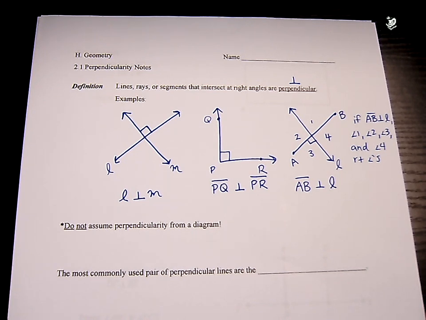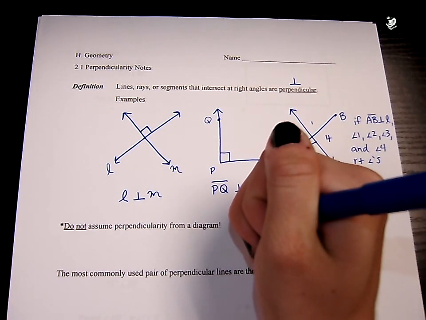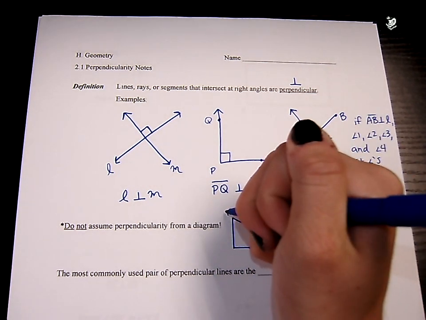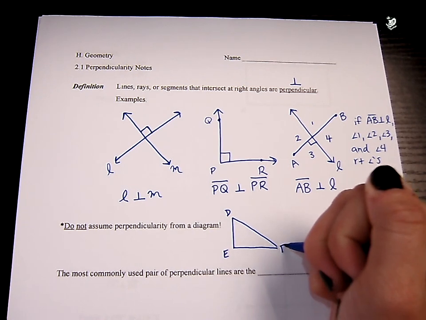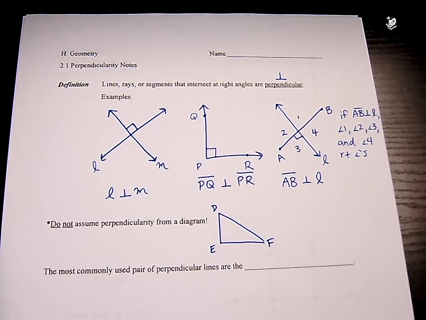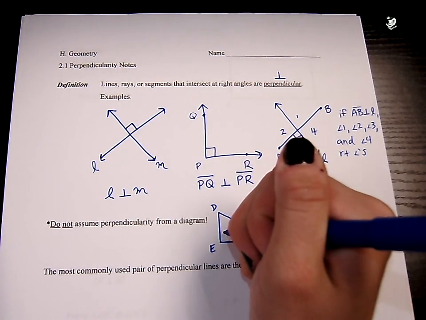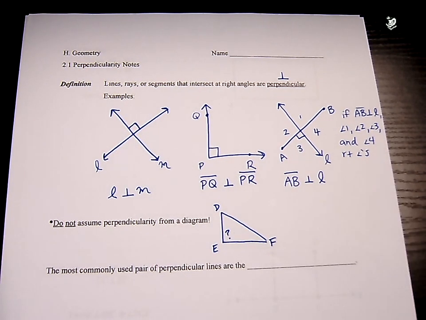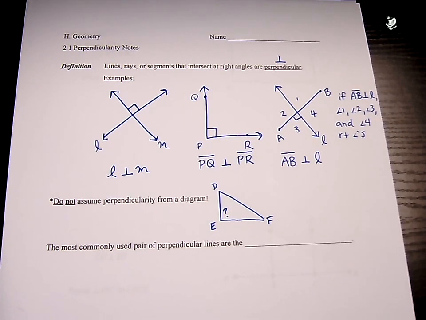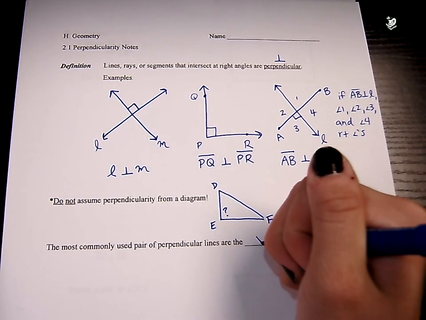Something that you don't want to do, and I've talked about this before, is assume perpendicularity from a diagram. Maybe I could draw you this nice triangle, and it kind of looks like a right triangle the way that I drew it. But unless they're explicitly telling you or they put the little box, do not assume that there is a right angle here. We don't know what that angle measure is, and we're going to keep it that way unless we can prove it.